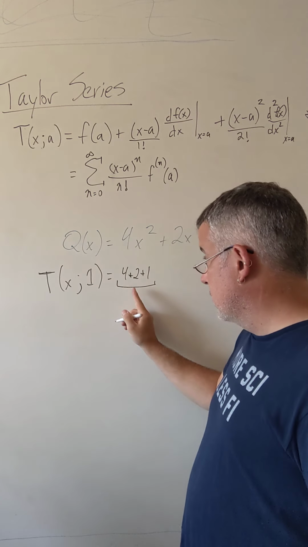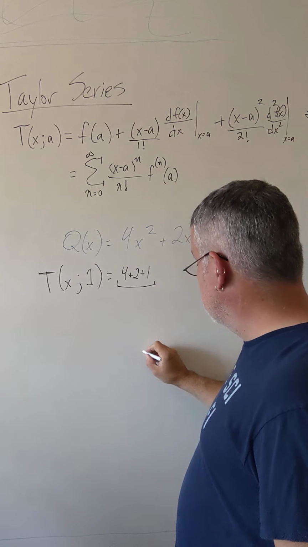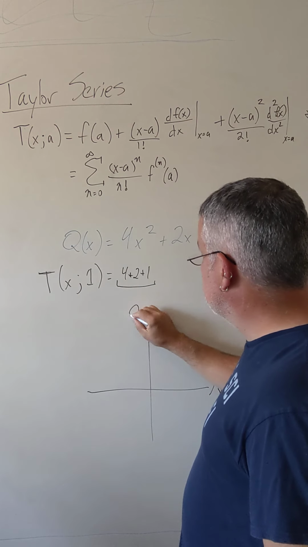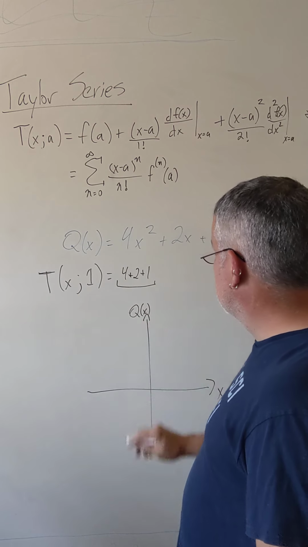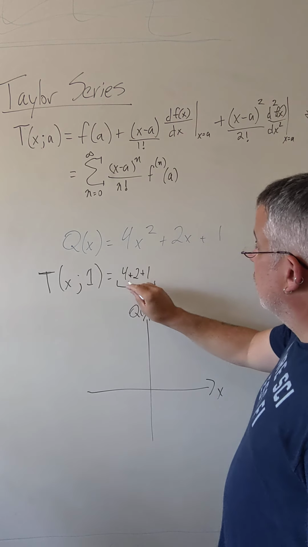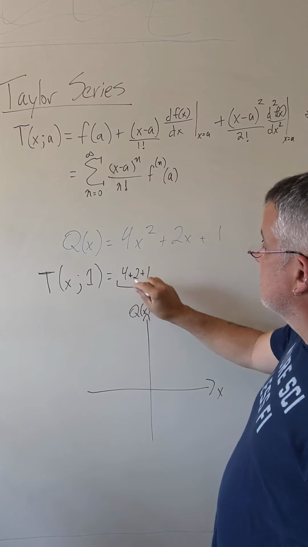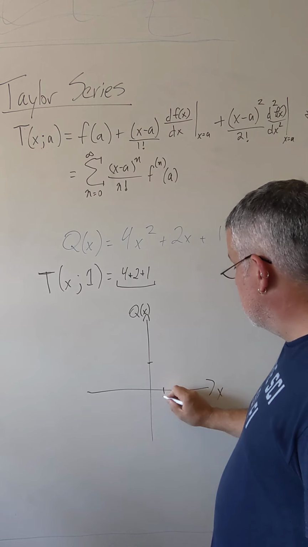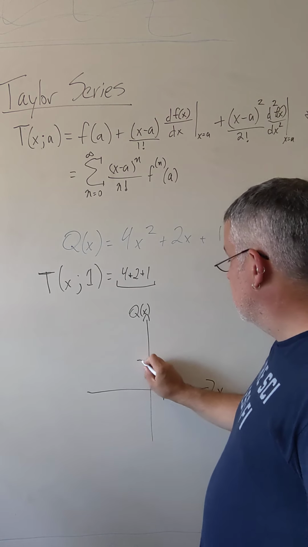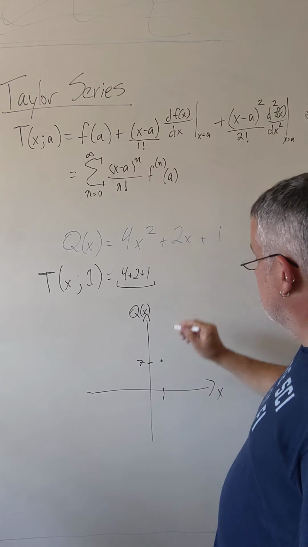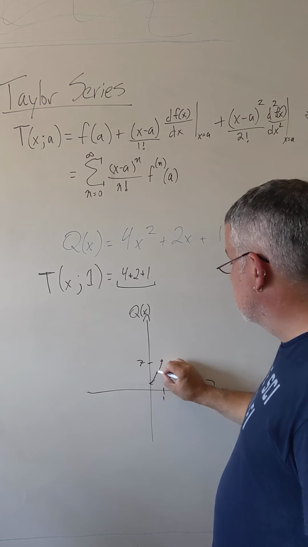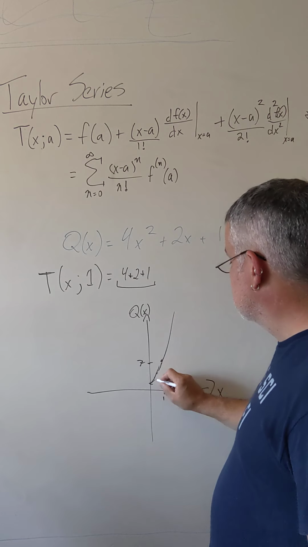It's just a constant. If we were to plot this function, which we can quickly do, here's x, here's q of x. 4 plus 2 plus 1 is 7. So at x equals 1 the function has the value 7. What does it have at x equals 0? It has the value 1. So it does something like this, and then it goes up like this.